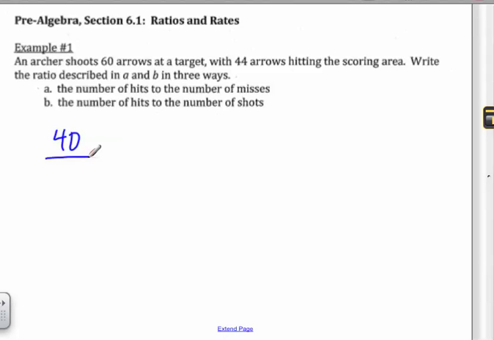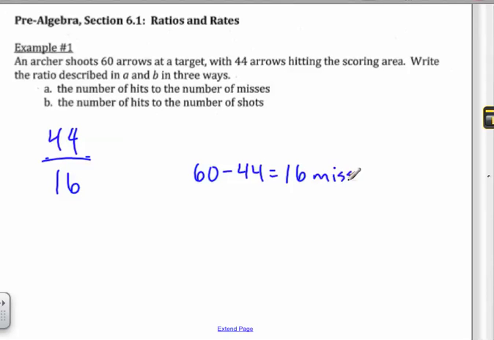It would be 44 over what? Not 44. Not 40, but 44 over, not 60, but what? Not over 100. Not 12. No. 16, right? If there were 60 total shots and 44 were hits, then 60 minus 44 tells me how many misses. Does that make sense? So this is 44 hits to 16 misses.